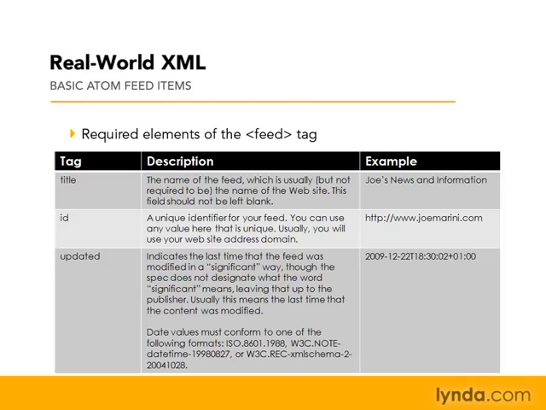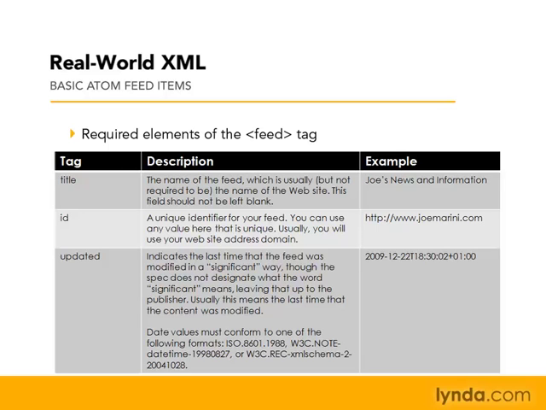And the ID tag is a unique identifier for your feed. Now, you're not limited to using URLs. You can use any value here that is going to be guaranteed to be unique. And there are numerous schemes out there on the web that create unique IDs for you. One you might want to consider looking up in addition to URLs is the UUID generator on the web. There's several of those. Usually, though, you'll just use your website address domain in your feed's ID.